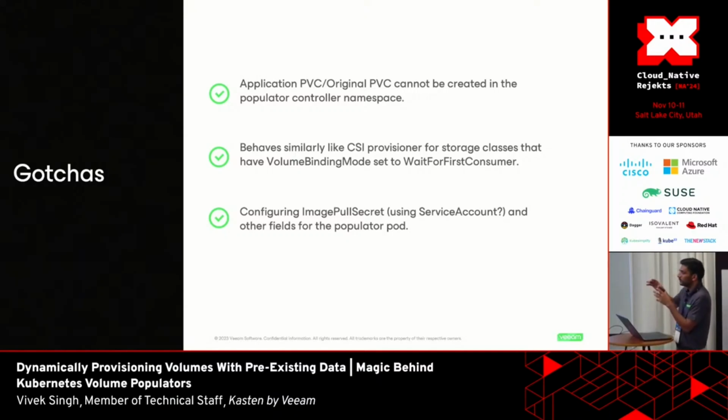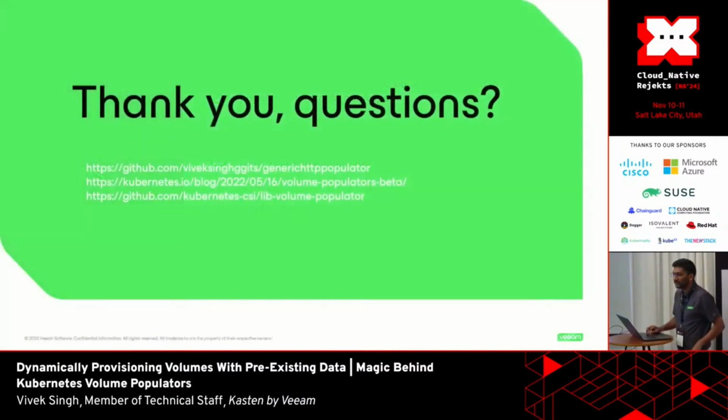The other problem is the populator pod that we saw. Let's say you have some instances with that populator pod where you are running things offline in an isolated environment. You need to configure an image pull secret, and I don't think there is a way right now to configure image pull secrets or anything like that for the temporary populator pod. Yeah, I think that's pretty much it. If you have any questions.